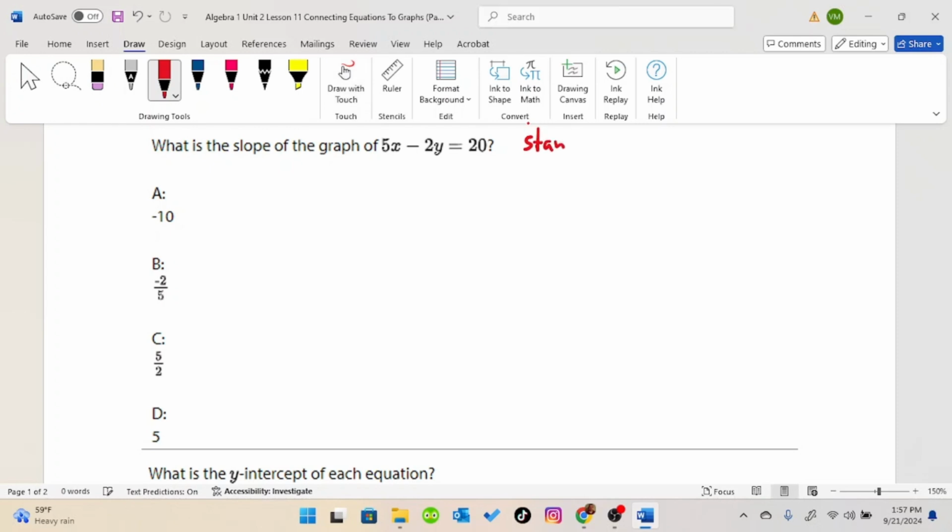So, this is in standard form, which is ax plus by equals c. First thing I'm going to do is subtract ax from both sides. That gets rid of it on the left, and it leaves me with by equals c minus ax. Now I'm going to divide everything by b so that I can get rid of it on the left.